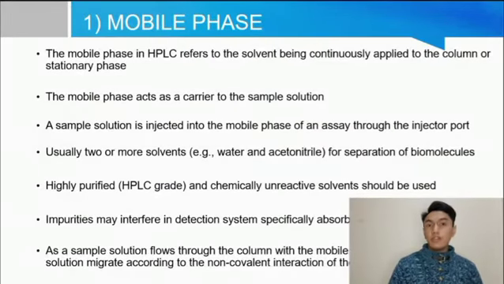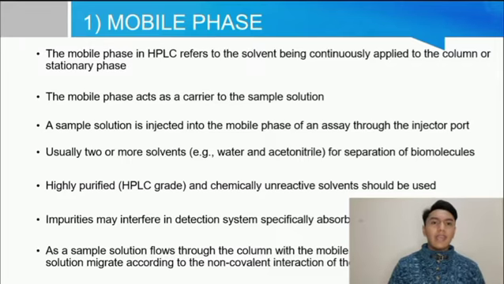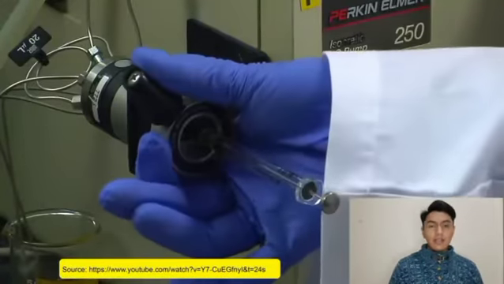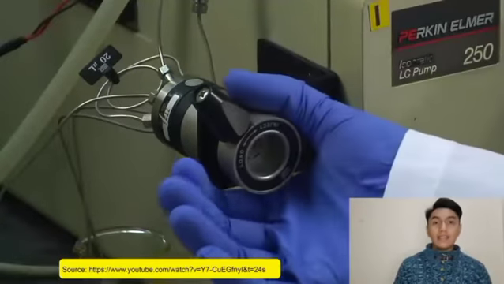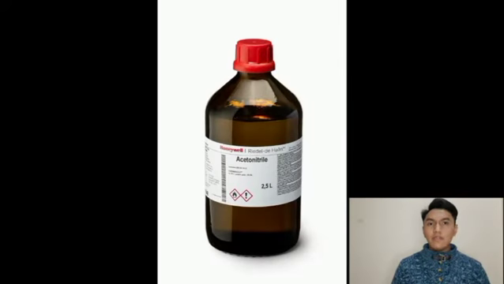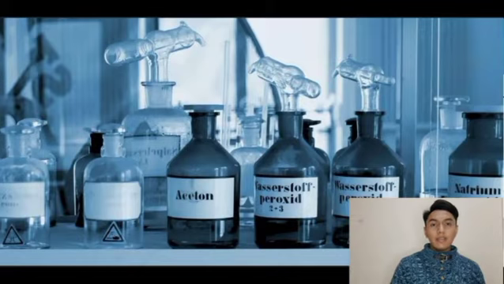In HPLC, mobile phase refers to the solvent being continuously applied to the column or stationary phase. Mobile phase acts as a carrier to the sample solution. A sample solution is injected into the mobile phase of an assay through the injector port. Usually, two or more solvents like water and acetonitrile are used for separation of biomolecules. The highly purified HPLC grade and chemically unreactive solvent should be used.